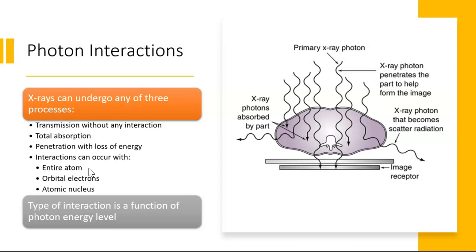That is X-ray. That is our kVp range. And then when we talk about the atomic nucleus, that is more radiation therapy level, okay? So when we hit the nucleus, we're talking about really, really high energy, okay? That's above our diagnostic X-ray. So the type of interaction is a function of the photon energy level, and we're going to show you how that is.